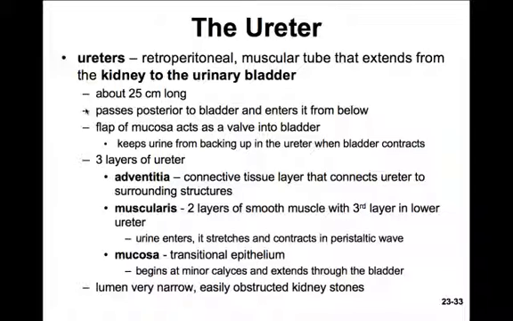And finally, there's the mucosal layer, which is transitional epithelium, and it begins at the minor calyces up in the kidneys and extends down through the tubules and into the bladder. The lumen of the ureter is very narrow, and it's easily obstructed and damaged by kidney stones.